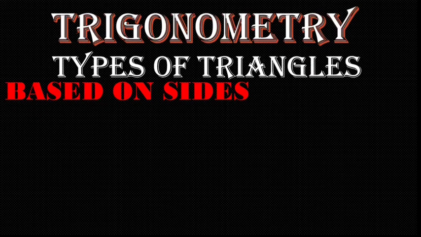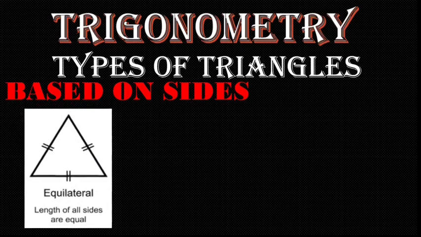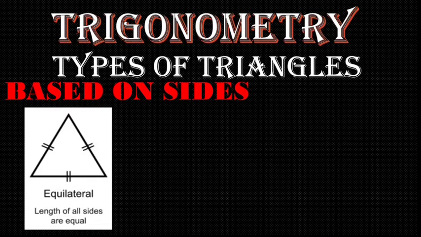Based on sides, we have first the equilateral triangle. For an equilateral triangle, all the sides and all the angles are equal, from the word equal. And each angle of an equilateral triangle is equal to 60 degrees. We came about 60 by saying, since we know the sum of angles in a triangle is 180, if I do 180 divided by 3 equal parts, each of them will be what? 60 degrees. So that's for an equilateral triangle.